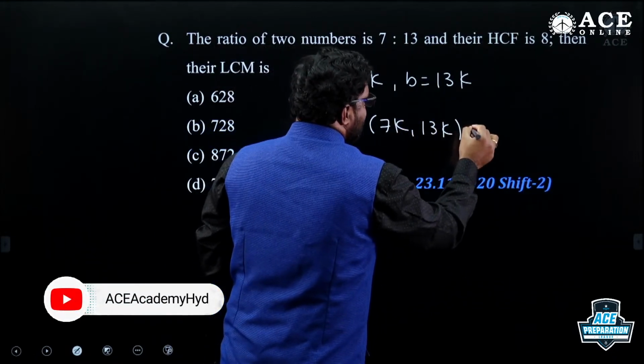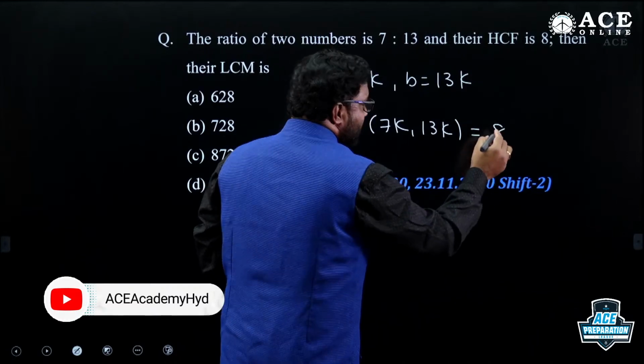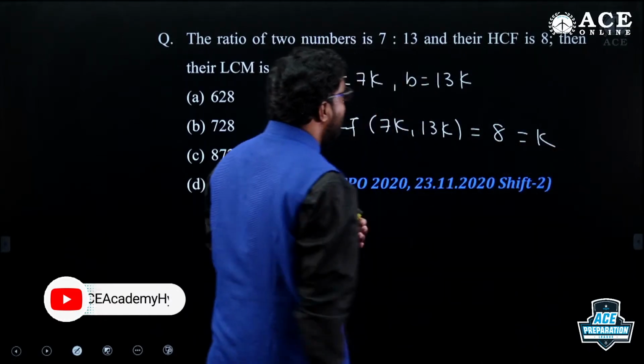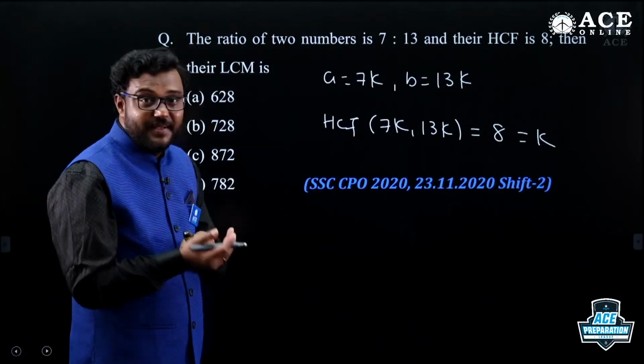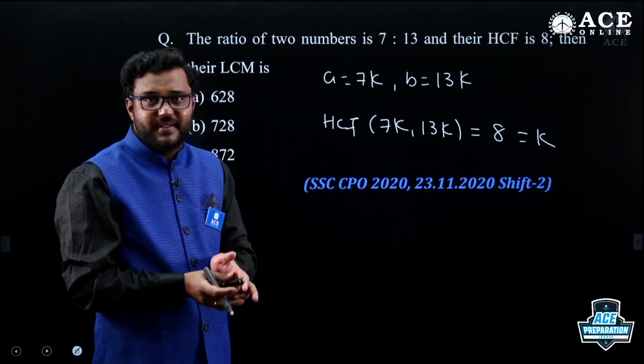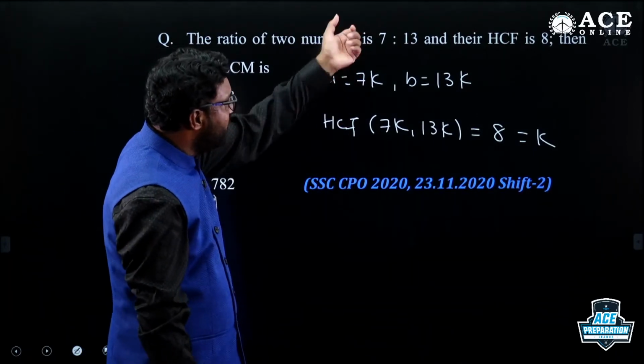They are given k is nothing but 8. This is nothing but k only. K is given as 8. Now they're asking LCM. See, this is what actually happened in the previous question. Now that's what I want to explain you here.